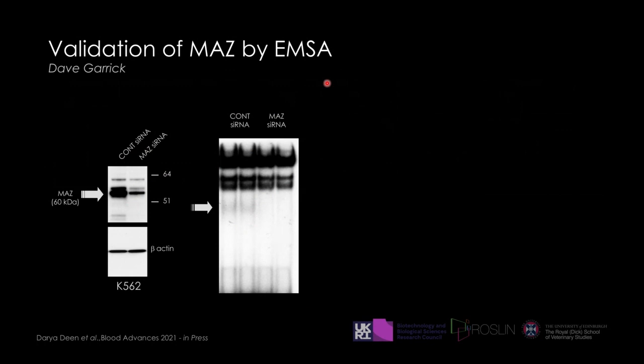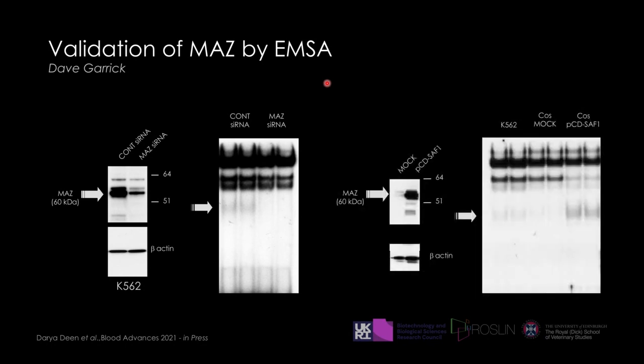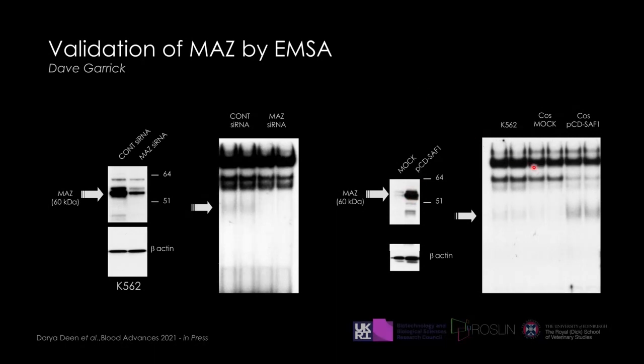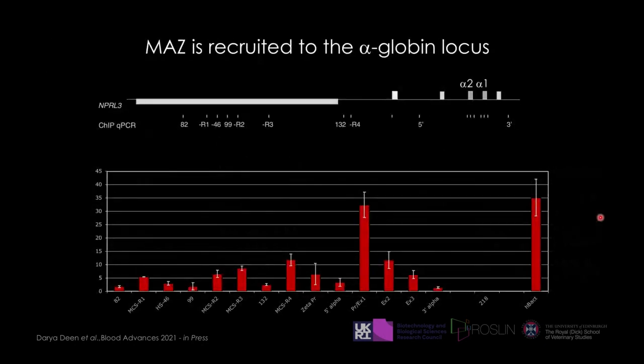Then the second validation was to do the opposite experiment. It uses a cell line where MAZ is not expressed at a very high level, and then we overexpressed MAZ in those COS cells. You can see a big spot over here, and again the complex is now back here. So this is obviously still in vitro.